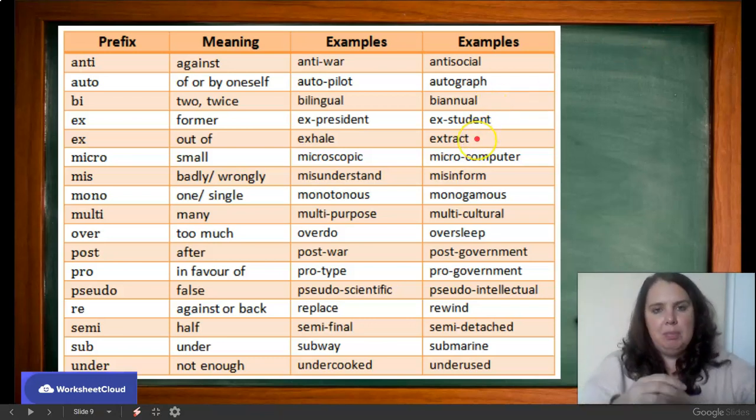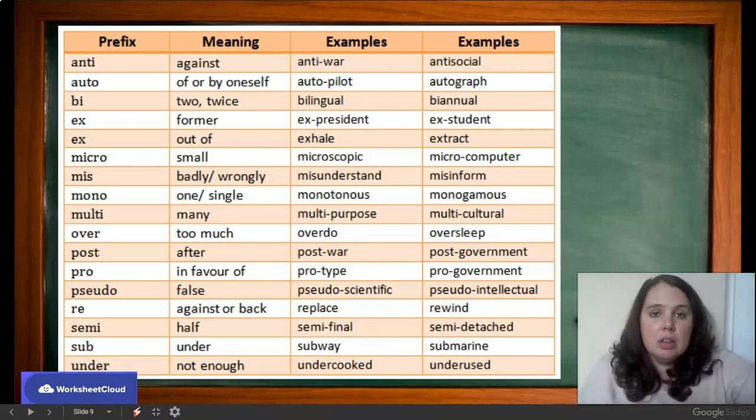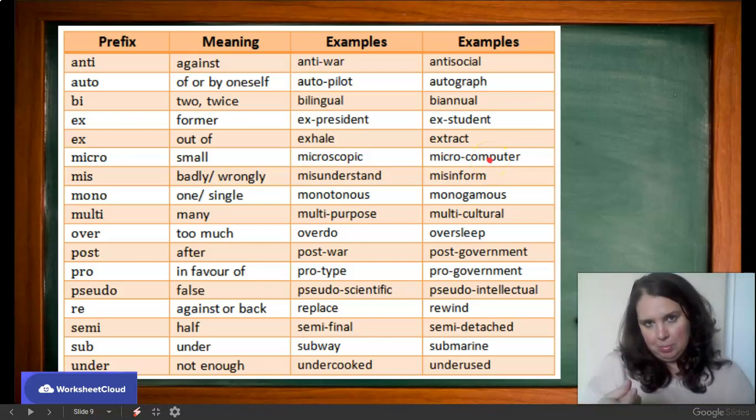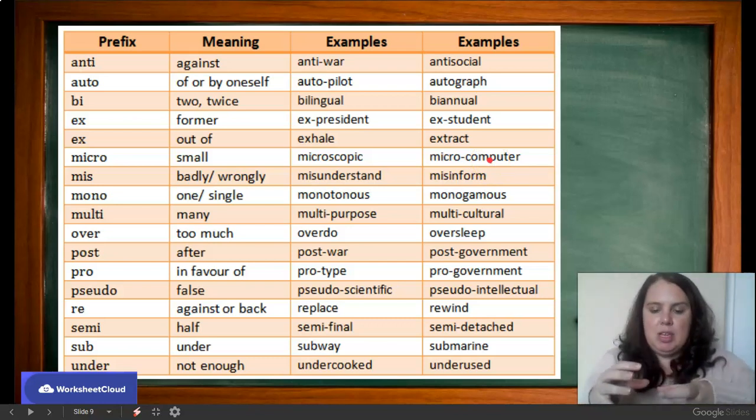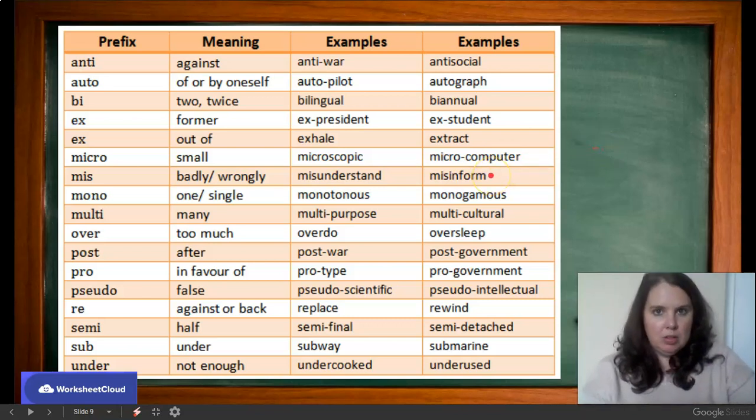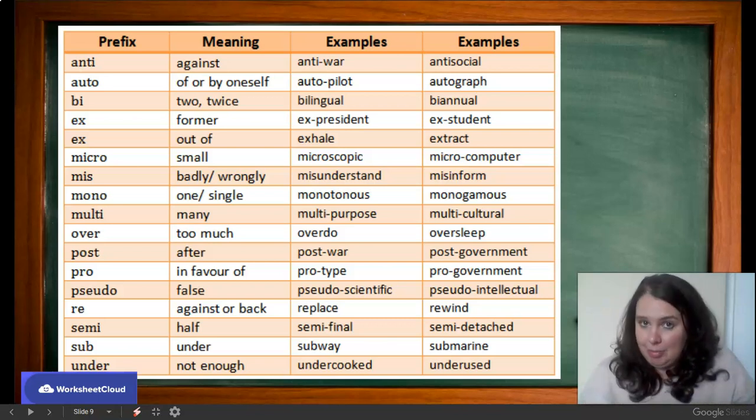Extract, so this is where it means take out of or to come out of. If I extract the water or the liquid from the soil, then I am taking the water out. A microcomputer, this could more be like a chip, microcomputer chip, so it's something very small, so maybe a little chip, but it functions the same. Misinform, and that comes a lot with fake news. If you misinform someone, you're giving them the incorrect information.